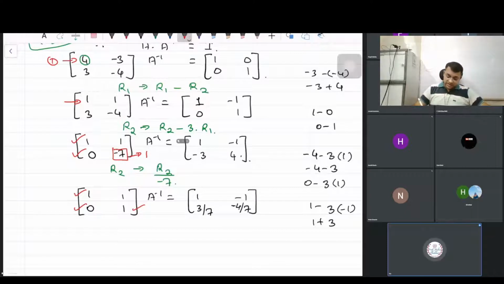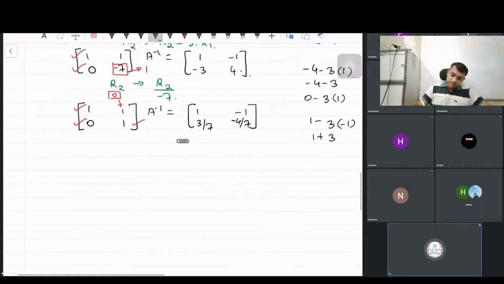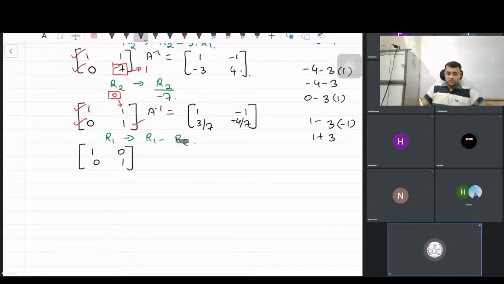Now the last is that I have to convert this element into a 0. So it's easy for us now. Can anybody tell me what is the transformation that we need to do? R1 changes to? Perfect. It is R1 changes to R1 minus R2. Very good. So 1, 0, 0, 1, this has to come, so you don't have to worry about this at all.